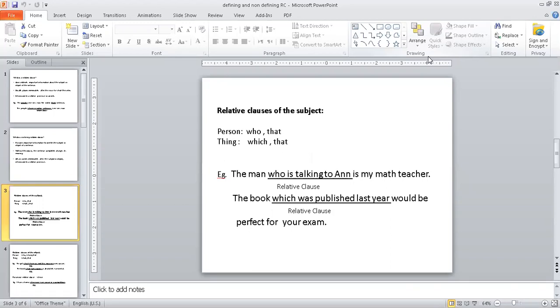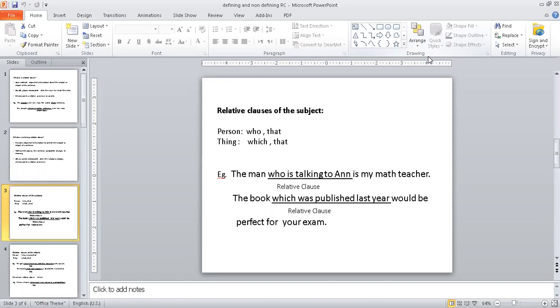In the first sentence, the man who is talking to Anne is my math teacher. You can see how the information in the clause, طبعا the clause who is talking to Anne, and starts with who. لازم يبدأ ب relative pronoun. The clause كامل who is talking to Anne وبلش ب who the relative pronoun. So how the information in the clause is essential.